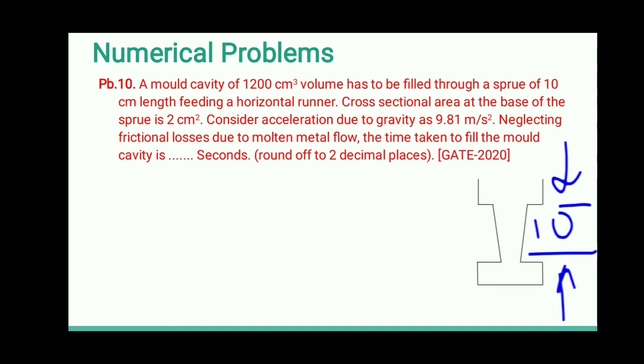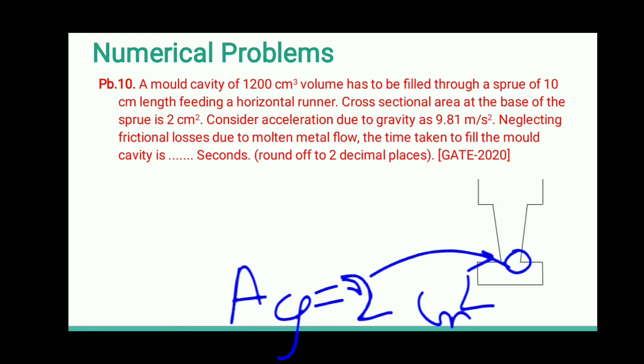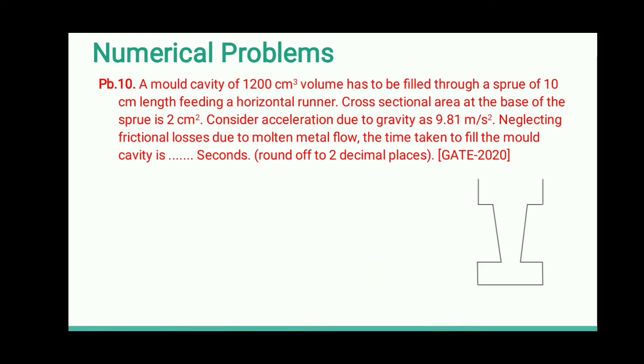Feeding a horizontal runner, the cross section area at the base of the sprue is 2 centimeter square. This area is given to you, and we are using the top gate here, so the area of this top gate is 2 centimeters square. Consider the acceleration due to gravity as 9.81 meter per second square. Neglecting the friction losses due to the molten metal flow, the time taken to fill the mold cavity is what you have to find out, up to 2 decimals.